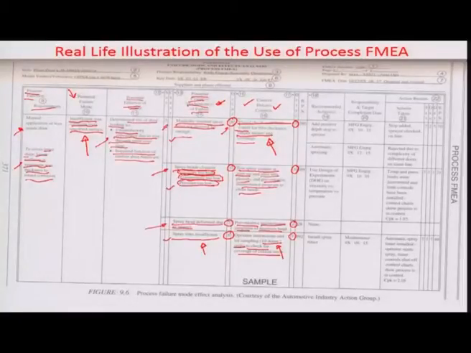So the RPN number, which is the multiple of this tuple, that is severity, occurrence and detectability, is calculated here to be 7 cross 8 cross 5, that is 280. And similarly for the other root cause trees, which are the responsible causes or mechanisms for the failure to happen, the RPNs are calculated to be 105, 28 and 392. So now one has to do something so that the RPNs could be brought down.